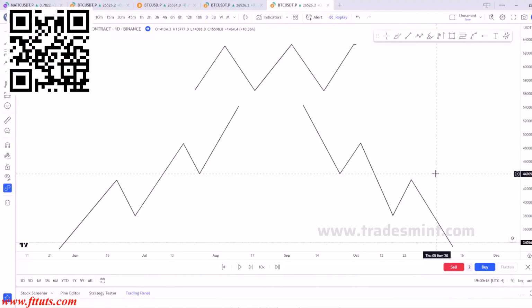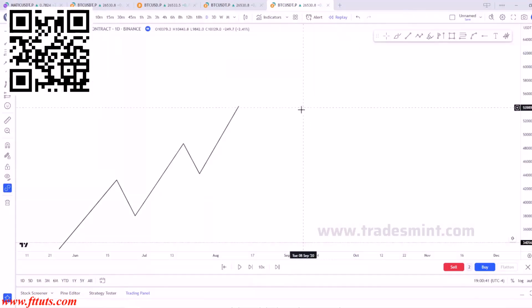There are different ways of looking at structure, e.g., primary structure, internal market structure, internal 2 structure, internal 3. Heck, you can go all the way up to internal 20 if you wanted to. We'll be talking more about these internal levels and the more advanced stuff in a later lesson. But for today, we're going to keep things very basic. So how do these trends form and how does market structure work is the real question.